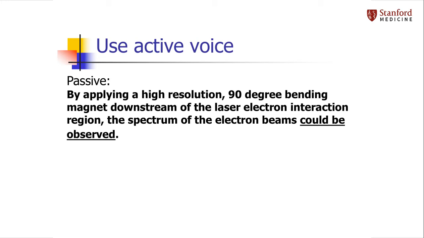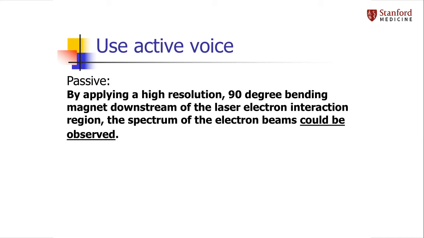It says, by applying a high-resolution 90-degree bending magnet downstream of the laser-electron interaction region, the spectrum of the electron beams could be observed. You can see that this is in the passive voice because we know what was observed, but we don't know who did the observing. You can also recognize the passive verb. We've got could be, which is your to be verb, and then we've got observed, which is the past tense of a verb that takes an object.